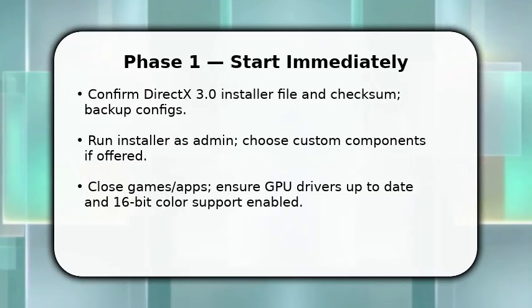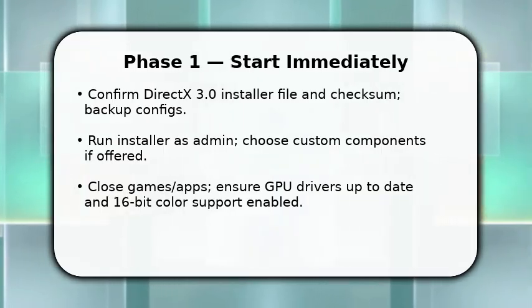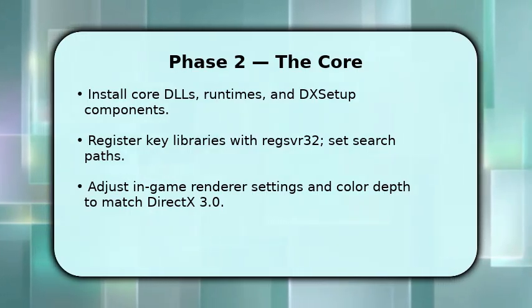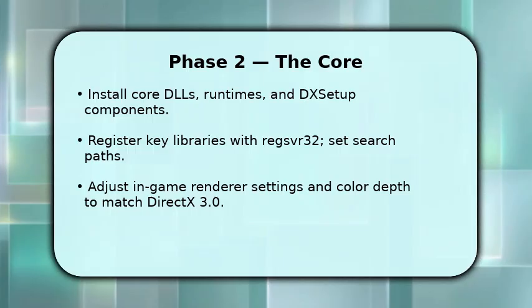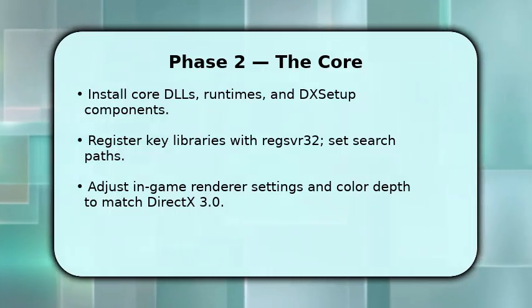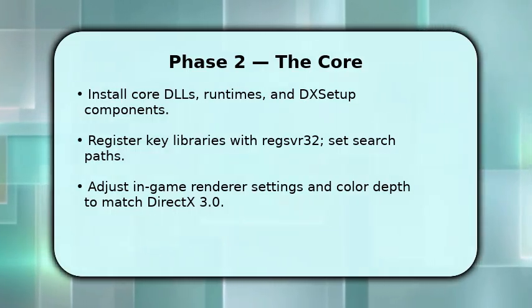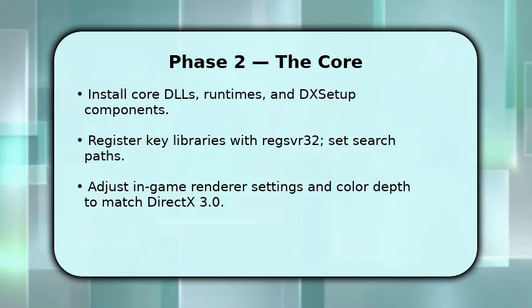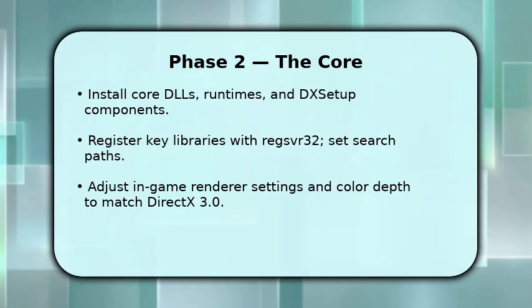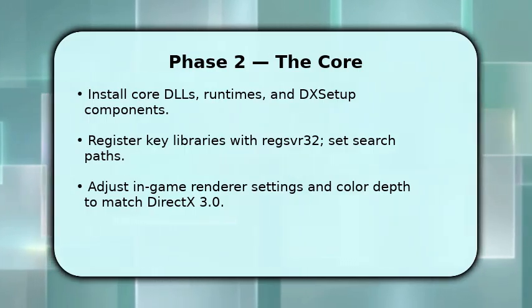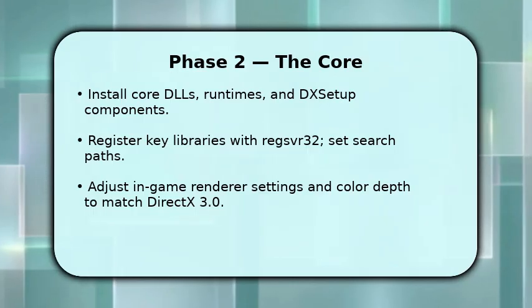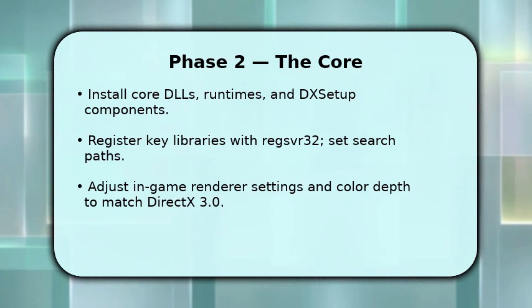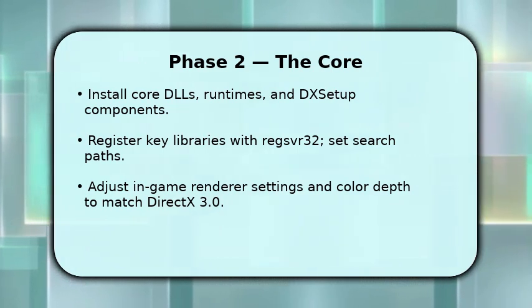You proceed to the core. Install the core DLLs and runtime packages included with DirectX 3.0 and run DX setup if provided. After installation, register essential libraries using regsvr32 so the system can locate them. Set your application search paths to the new DirectX folders to avoid DLL conflicts. Once registered, open the target application and adjust renderer and color depth settings to match DirectX 3.0 expectations, which prevents rendering errors caused by modern defaults.